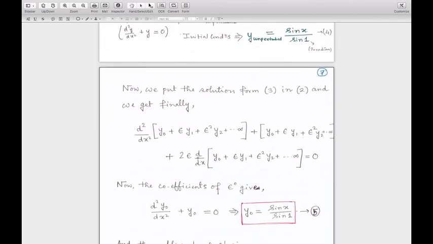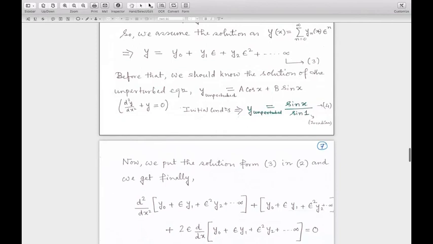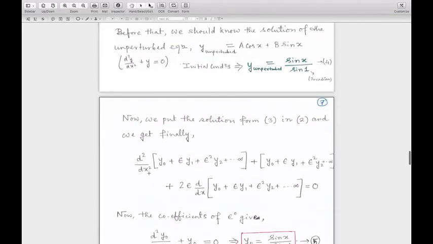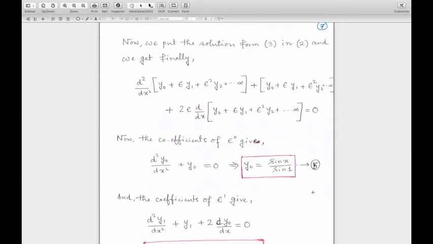Okay, we put the solution in the power series form, of course, and we substitute this power series in the main perturbed equation. This is nothing but d2y/dx2 of the whole power series, plus y, which will again be this power series itself, plus 2 epsilon dy/dx, so d/dx of the whole power series, equal to 0. Okay, now again the same routine.